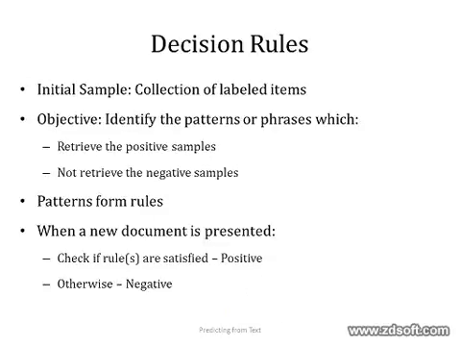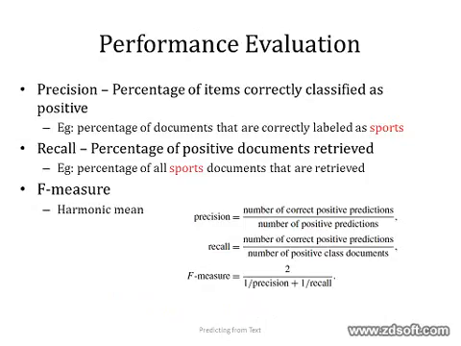The performance of the classification algorithm can be evaluated by F measure. F measure is calculated from the precision and recall values. Precision is the number of correct positive predictions out of the total number of positive predictions, whereas recall is given by the number of correct positive predictions out of the total number of positive class documents. With precision and recall, we can define the F measure as 2 divided by the inverse of the precision plus the inverse of the recall.